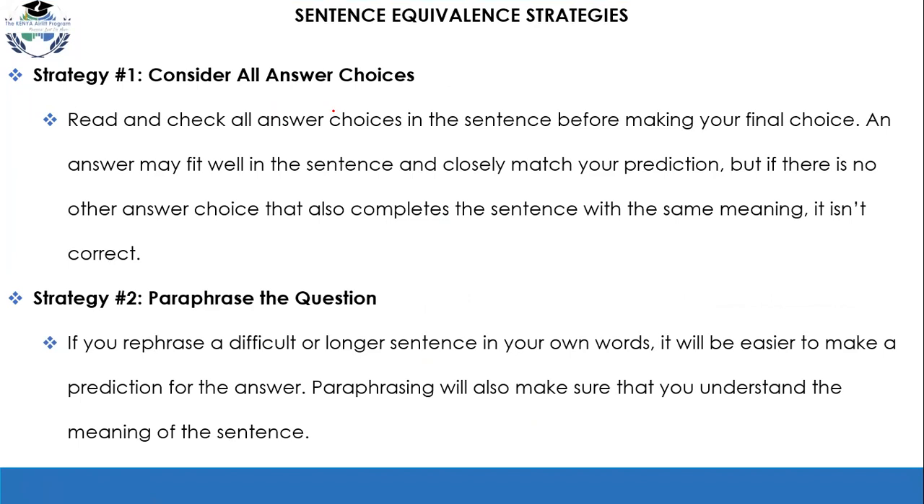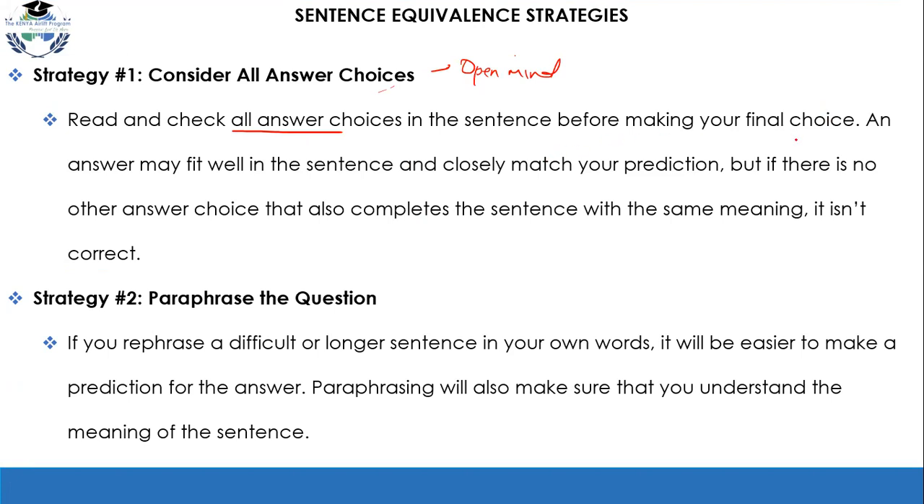So what are some strategies when you're answering the sentence equivalence? Let's look at some strategies, and then we're going to try and use these strategies in a few examples that I have here. So the first one is consider all answer choices. Never dismiss. Always come in with an open mind, right? Whenever you're reading this sentence, always have an open mind. Always be prepared for any answer. So read and check all answer choices in the sentence before making your final choice.